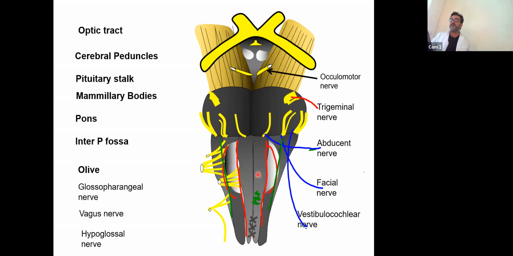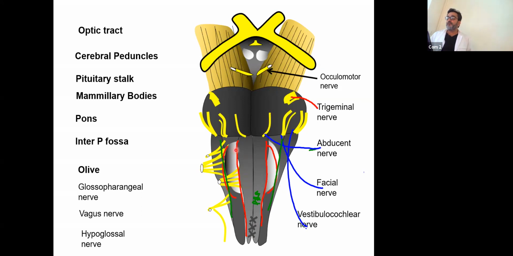Just next to the pyramid, you can see another elevation. Can you make out these elevations? These elevations are called olives because they look like olives. They are formed by a nucleus, or gray matter, within the medulla, which is called the inferior olivary nucleus. So the inferior olivary nucleus is the cause of the formation of the elevations just next to the pyramids, which are called the olives.